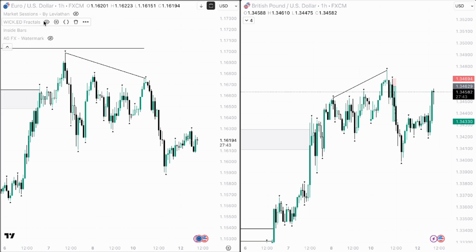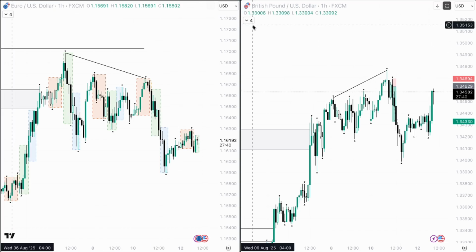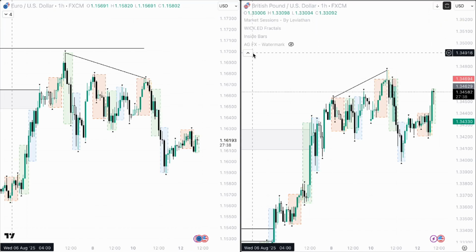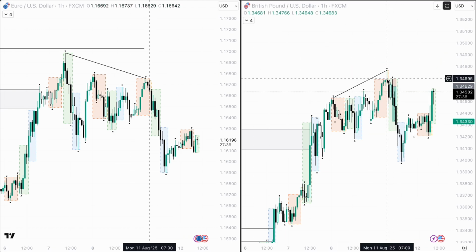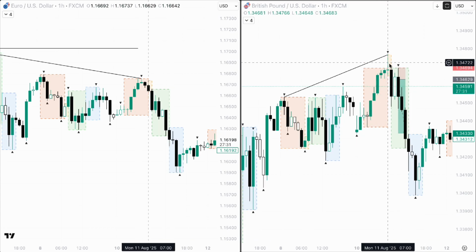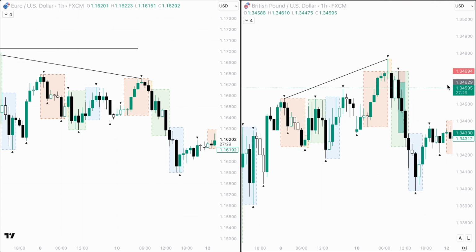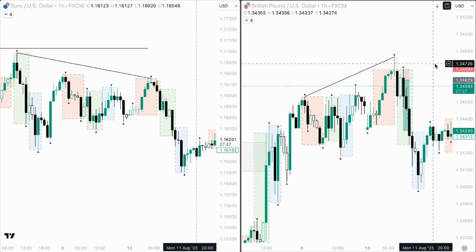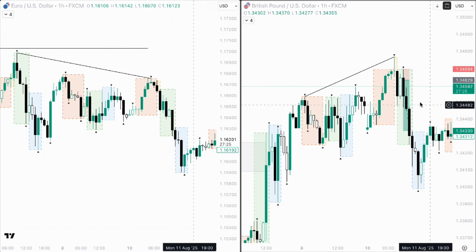Then if we include the market sessions indicator on both of these instruments, we can see that we got a really nice pin bar which swept Asia's liquidity here, right, on GBP/USD. I'll zoom in. And then we got an engulfing pattern. This is already a sign that price is ready to reverse for me, including the fact that we have SMT.